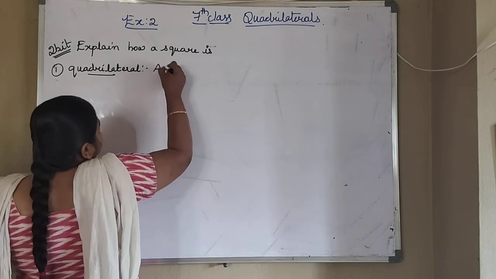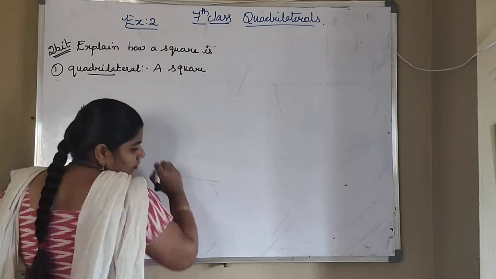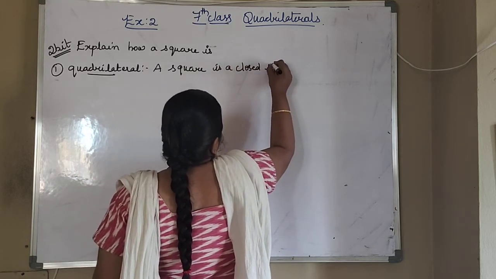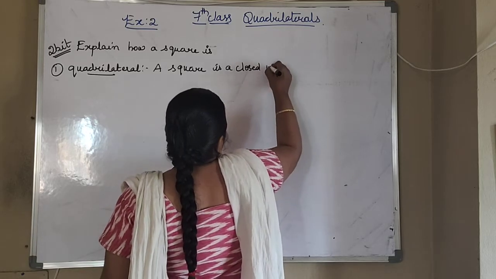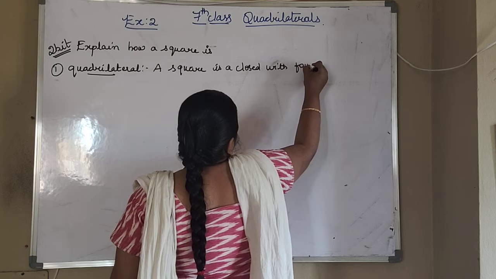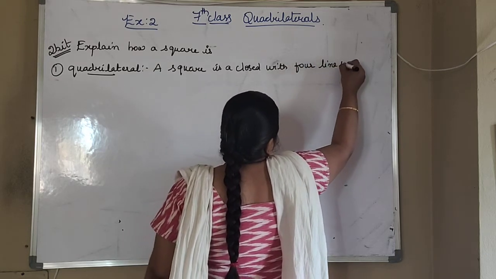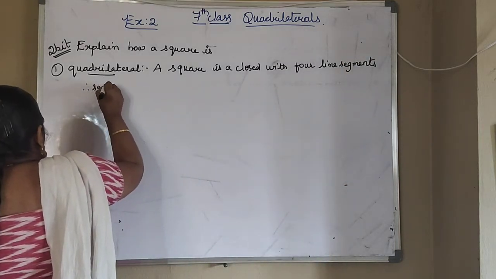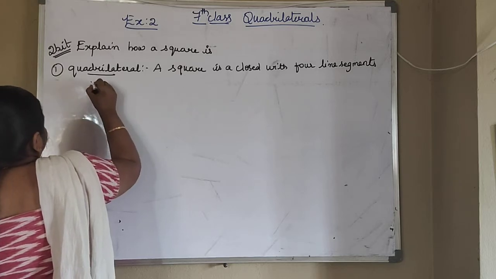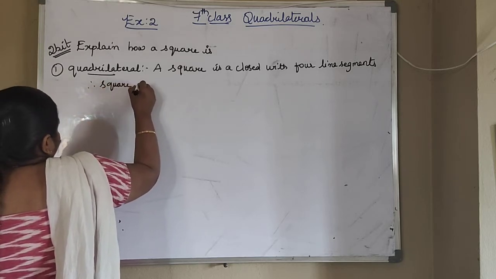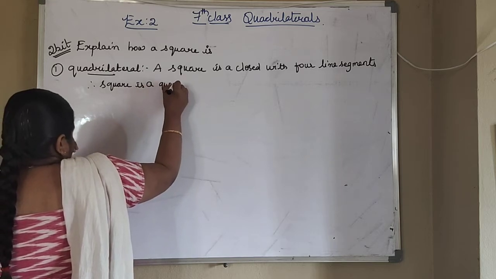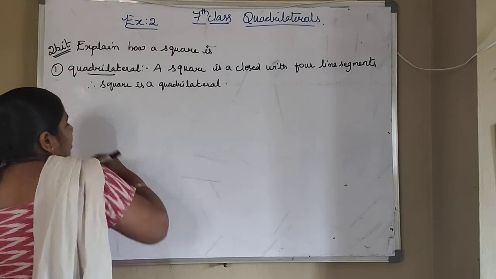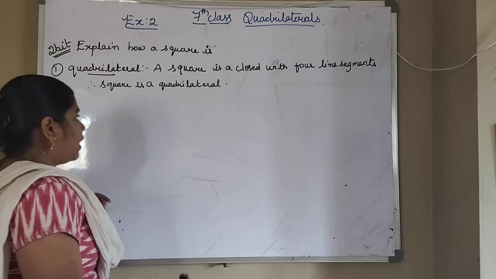So here, a square is a closed figure with 4 line segments. Therefore, a square is a quadrilateral. Okay. Now the second one, why a square is a parallelogram, we have to find.